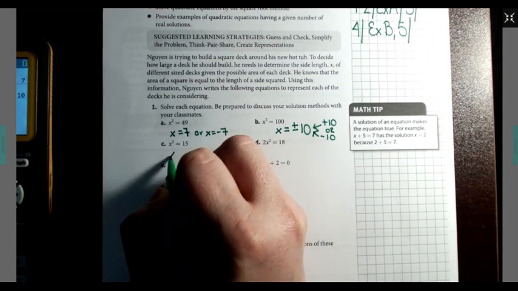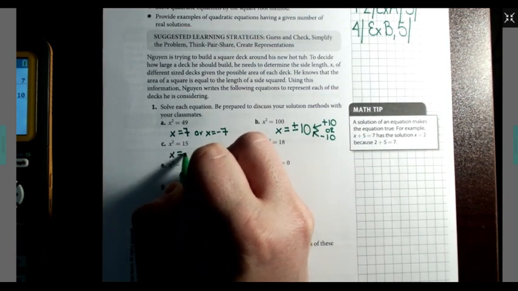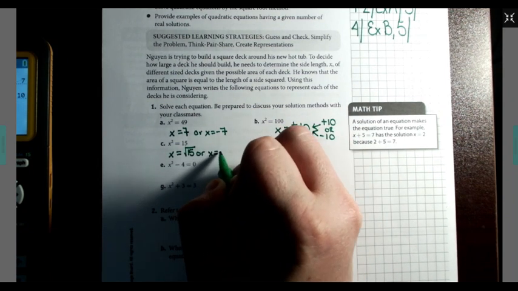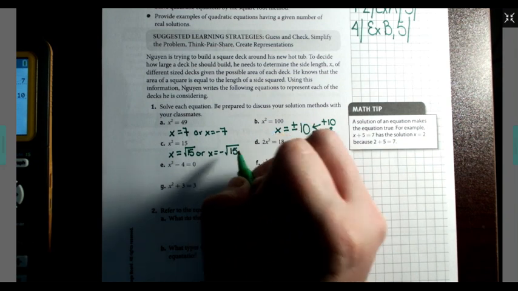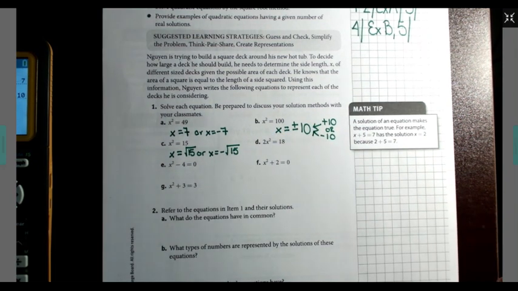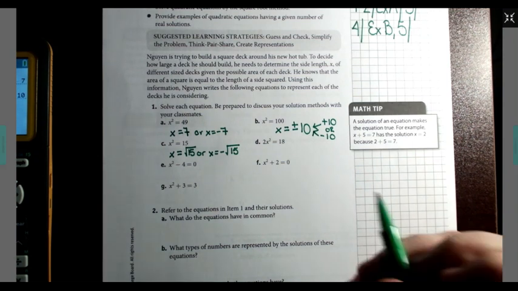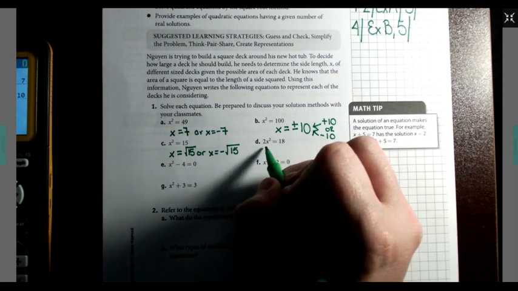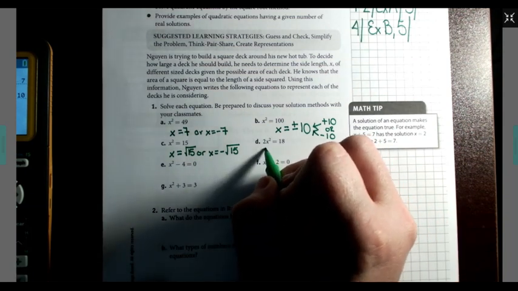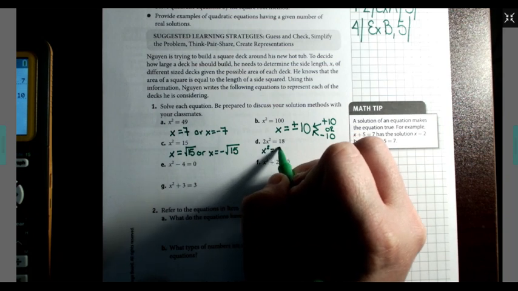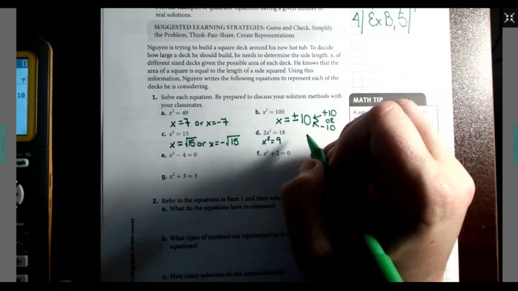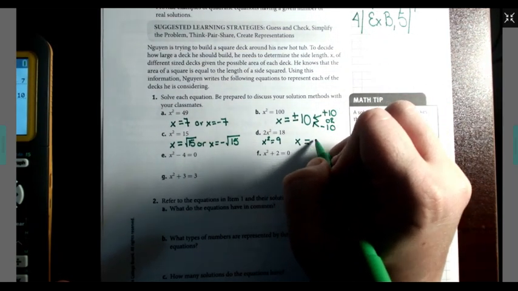Here, this would be x equals positive square root of 15 or x equals negative square root of 15. There's not a perfect square root of 15, so I'm going to leave it as is here. 2x squared equals 18. So the first thing we would do is divide by 2 here. So that would give me x squared equals 9. And there is a perfect square here. Positive 3 and negative 3.